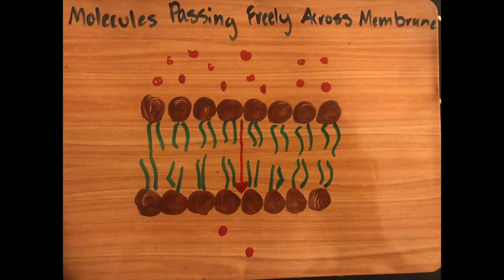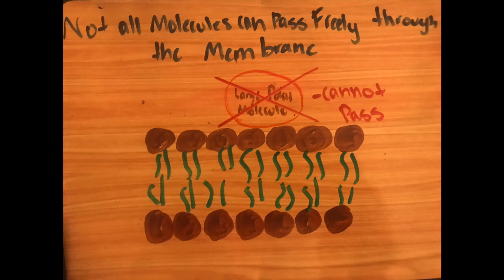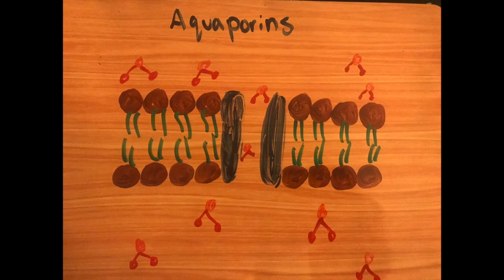All molecules and ions are able to move freely across the membrane. In addition, nonpolar molecules can easily dissolve across the membrane. Ions and polar molecules are not able to pass through the membrane due to the hydrophobic interior of the lipid bilayer. Water is able to cross the membrane through aquaporins. Aquaporins are channels that are specifically meant to let water pass through the membrane easily.